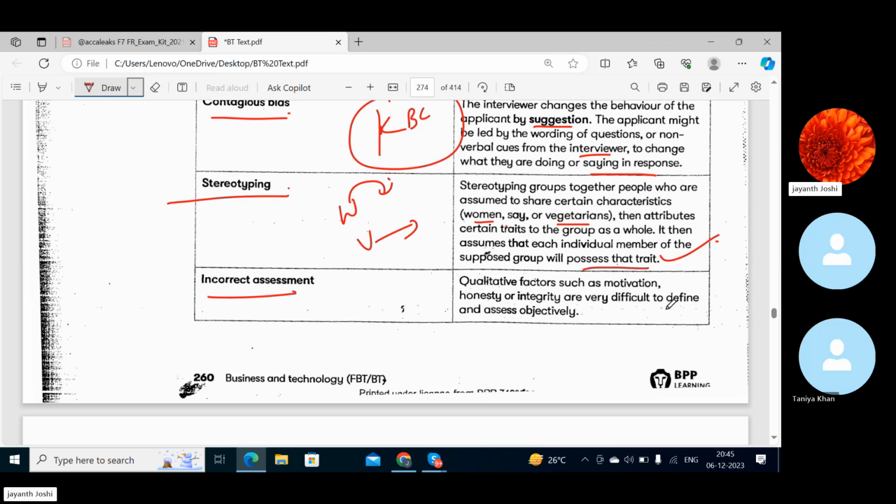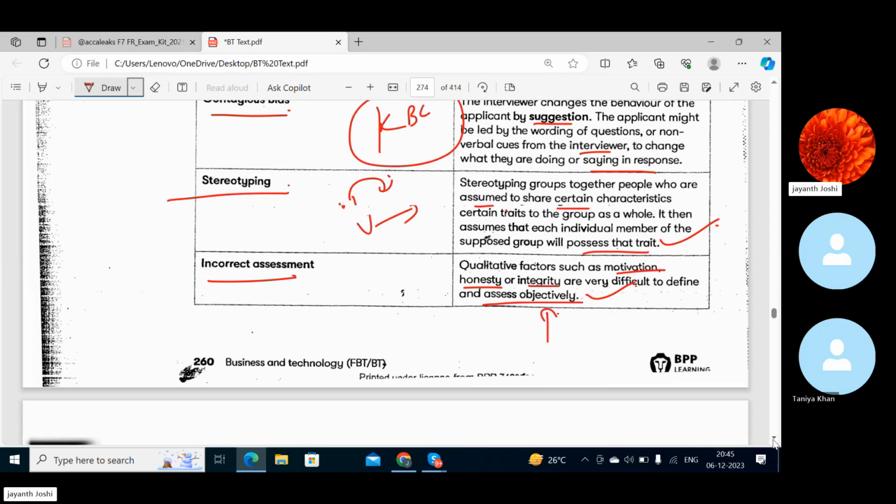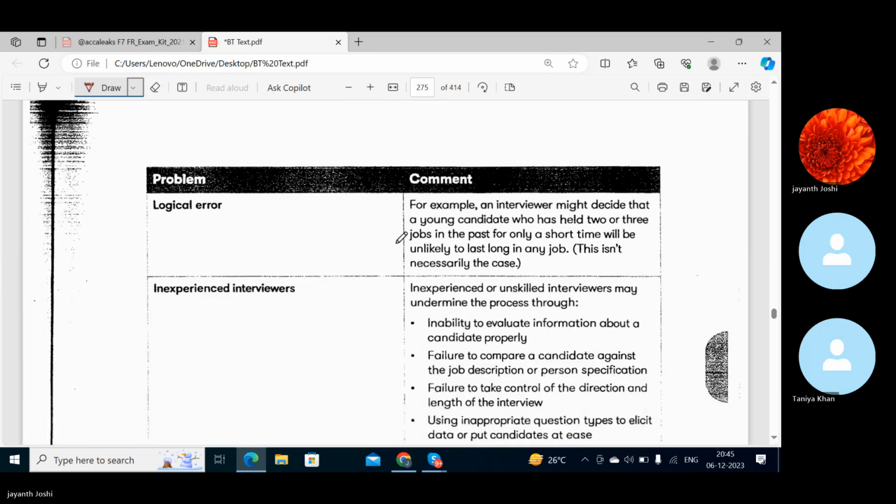Incorrect assessment. Qualitative factors such as motivation, honesty, or integrity are very difficult to define and assess objectively. That means you cannot say whether a person is honest or has all the good qualities and good conduct or character. We cannot always, because he may act that he is very good, but internally he may not be. So incorrect assessment can be done.